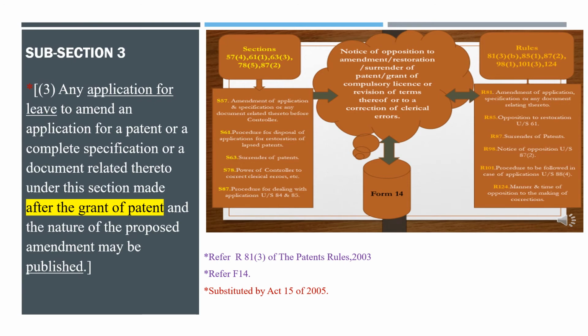Subsection 3 says any application for leave to amend an application for a patent or a complete specification or a document related thereto under this section made after the grant of patent, and the nature of the proposed amendment may be published. You can observe the underlined words, and here the key phrase is after the grant of the patent. So the simple meaning of this subsection is, just remember, just listen carefully.